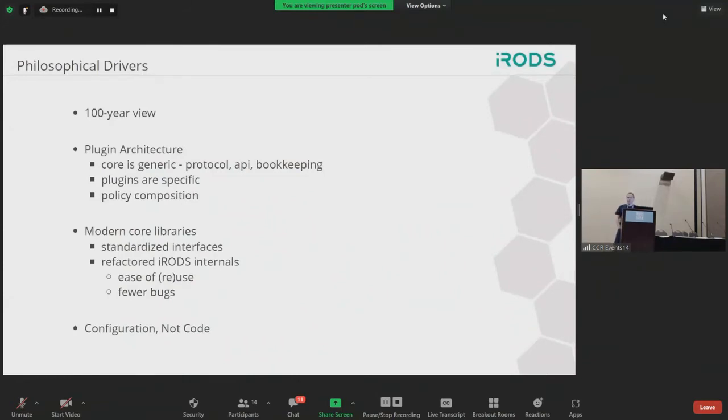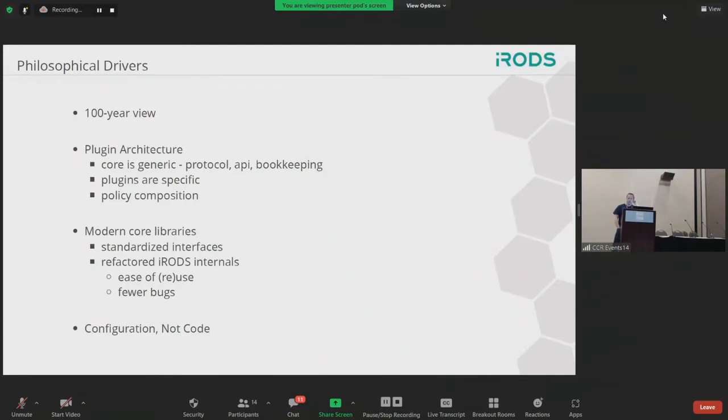So everything we do is open source. We take a 100-year view on this stuff. We did come out of physics originally, but then we went through our teenage years through libraries and archives because provenance turned out to really matter to those types of people, to me. So that's what we do.